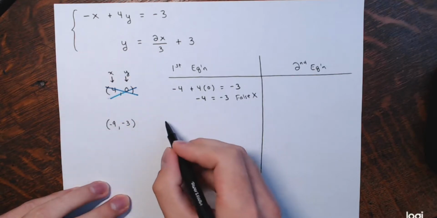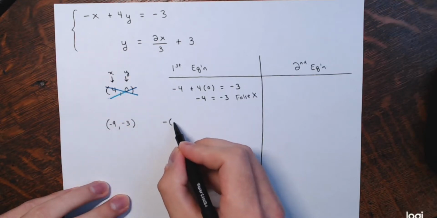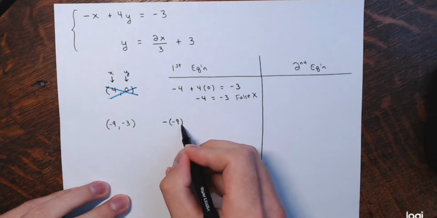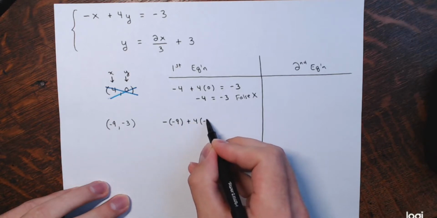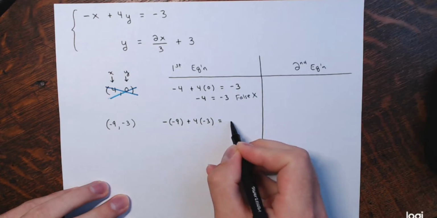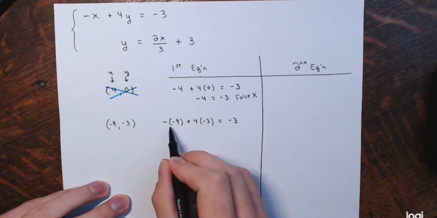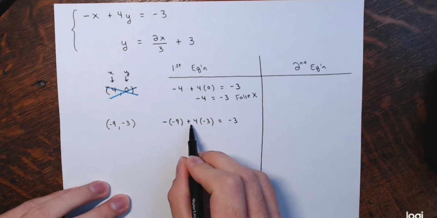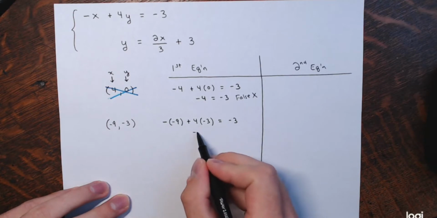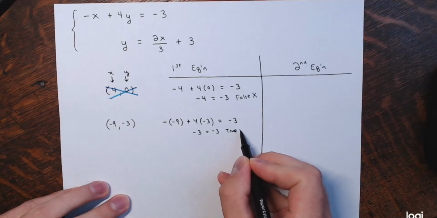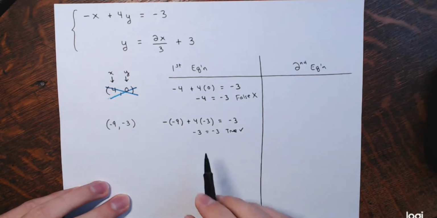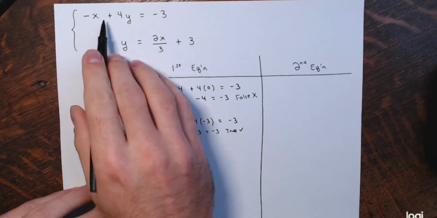Alright, so we have negative 1 times x, so negative 1 times negative 9, plus 4 times y, 4 times negative 3. Is this equal to negative 3? Well, this would be 9 plus negative 12, which would be negative 3. We have negative 3 equals negative 3. That's true. Great. So this is a solution of just the first equation.